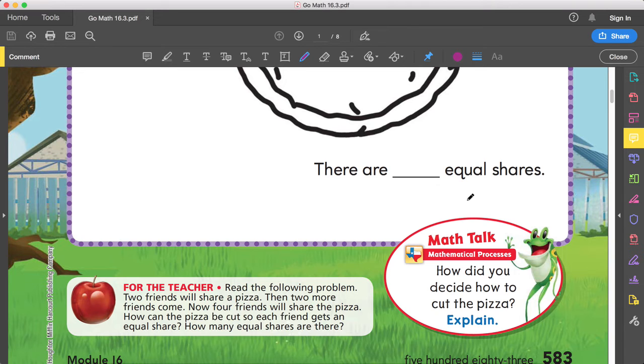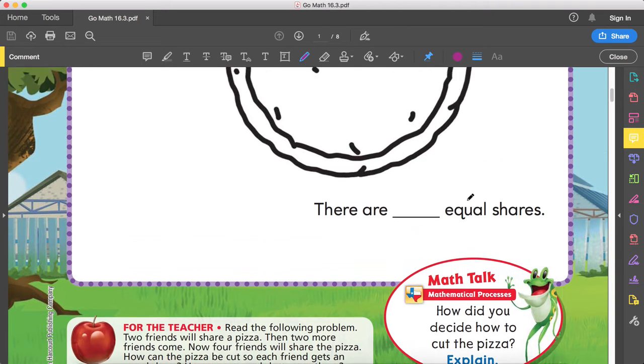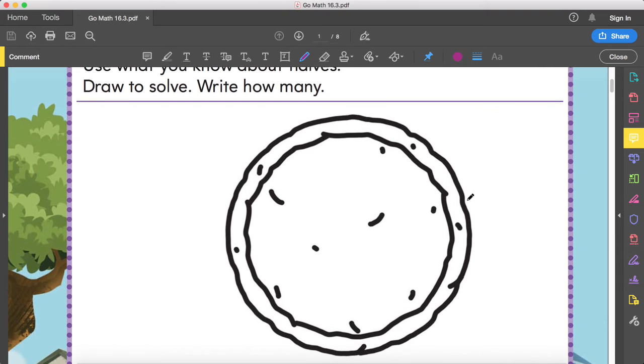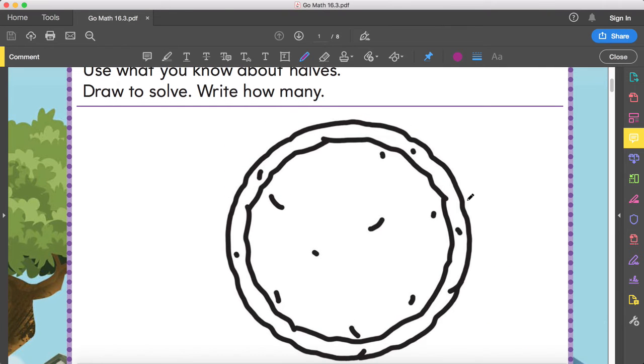2 friends will share a pizza, then 2 more friends come. Now 4 friends will share the pizza. How can the pizza be cut so each friend gets an equal share? How many equal shares are there? Okay, so 4 friends come, there's a whole pizza. How many pieces can each friend get if there are 4 friends?